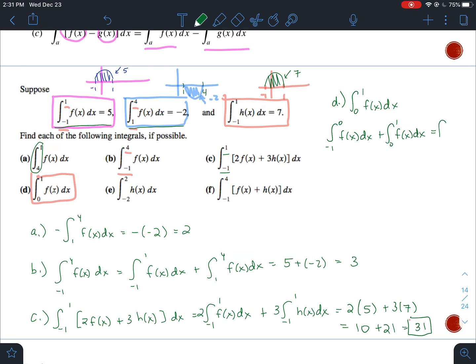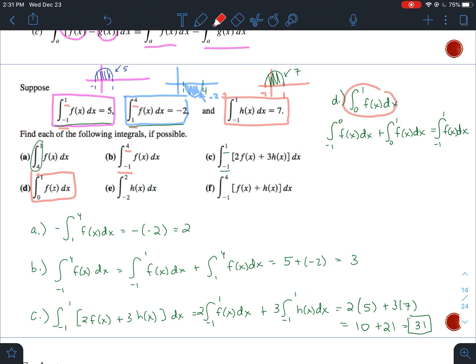Well, if I broke up -1 to +1, what if I broke it up to -1 to 0 f of x dx plus 0 to 1 f of x dx? I would get the entire integral from -1 to 1 f of x dx, correct? So what I'm trying to find is this guy. I'm trying to find 0 to 1.